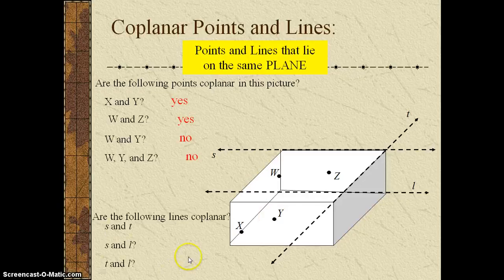Now let's look at lines. Line S is running across the back top, T is on the side top, and L is on the back bottom right there. So S and T are both on the top plane, so yes, they are coplanar. S and L are both on this back plane, so yes, they are coplanar. Then T, which is on the top right here, and L, which is on the bottom, these are not on the same plane, so your answer would be no.